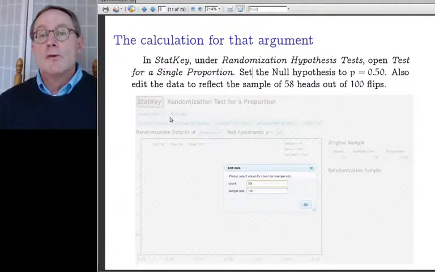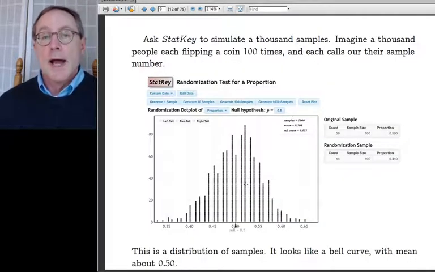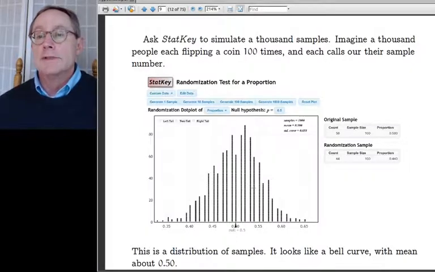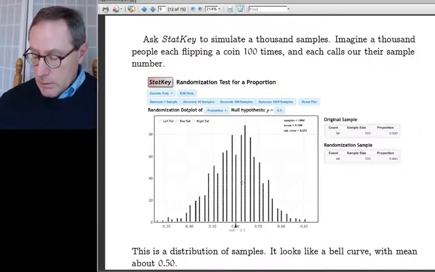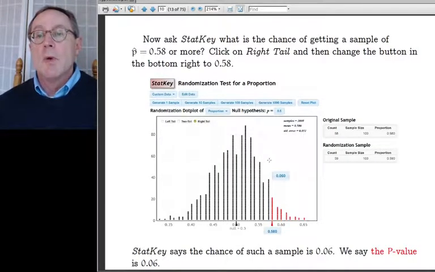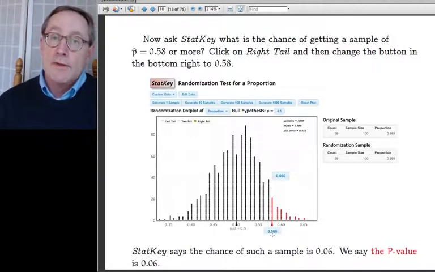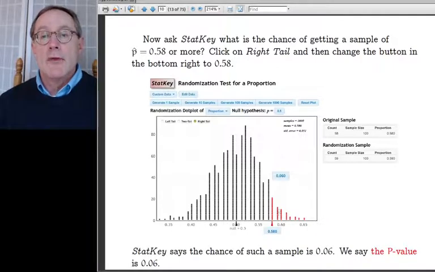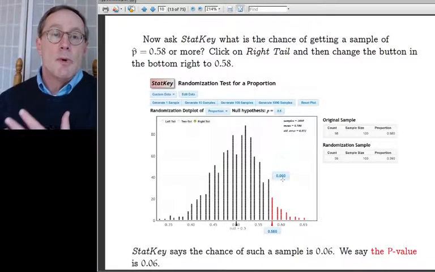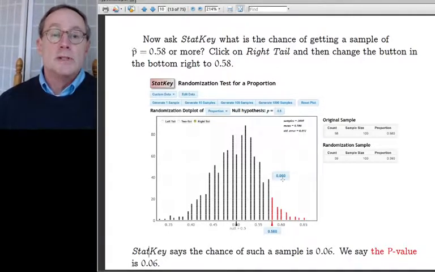Okay, let's go back to the slides. Of course, I put all the screen captures in the slides because a person can go back and look at them easily. I generated 1,000 samples. The 1,000 samples I generated last time and the 1,000 samples I just generated a minute ago are, of course, slightly different. I asked Stackey what's the chance of getting a 0.58, so I clicked on right tail, clicked on the button down here and entered 0.58. Don't enter 58, enter 0.58. Then Stackey again comes up with the red dots, all the dots greater than or equal to 0.58, and calculates whether that's an extraordinary, rare thing or perfectly everyday. This time Stackey got 0.06, and I got 0.078 before, but it doesn't matter because neither of them is crazy, wild, way off.